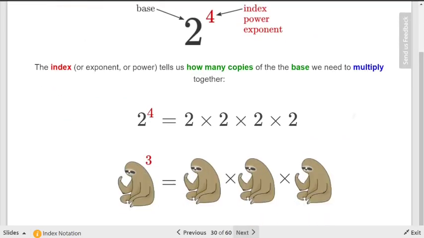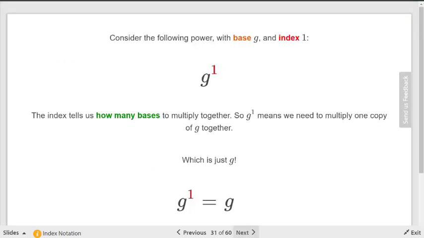All right. So what does 2 to the 4th mean? 2 times 2 times 2 times 2, right? Times each other 4 times. Excellent. What does sloth to the 3rd power mean? Sloth times sloth times sloth. Because that's what they gave me there. Okay.